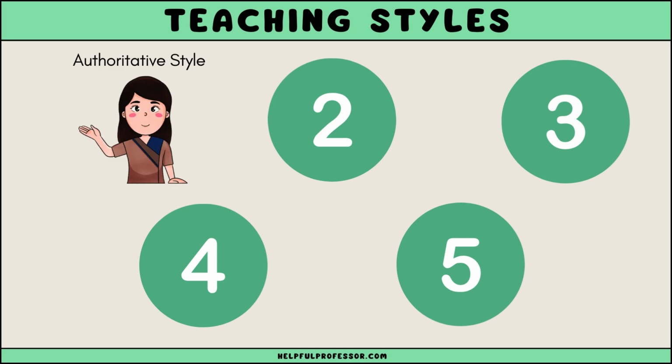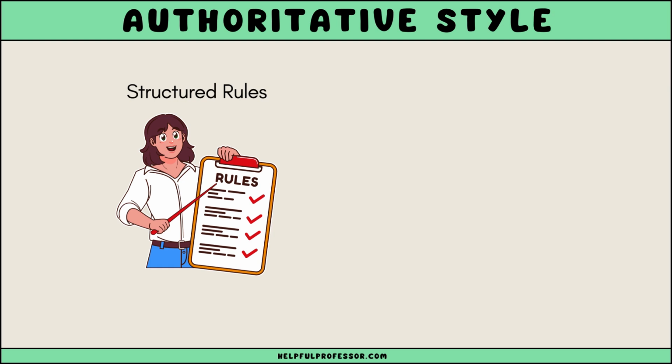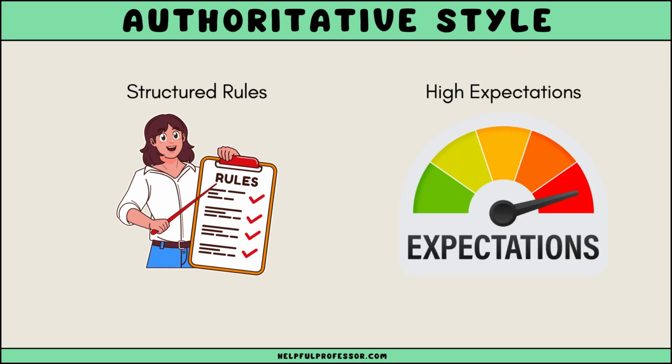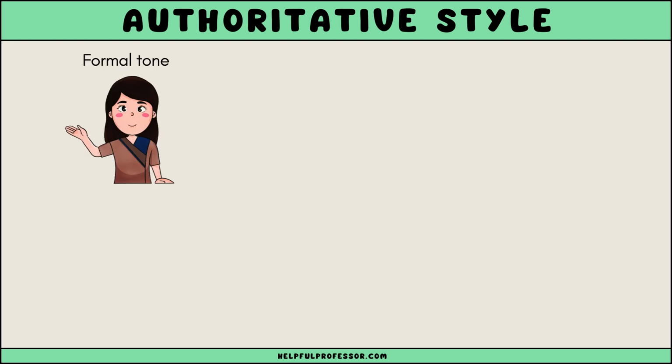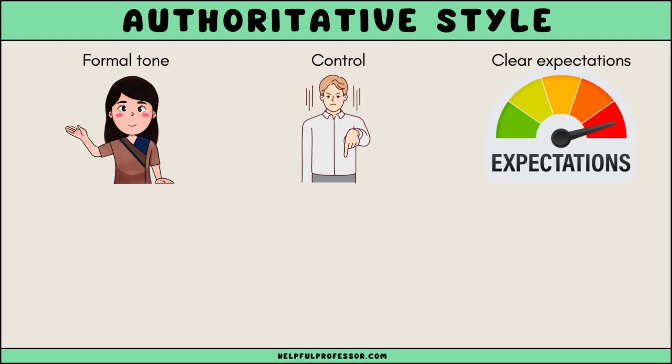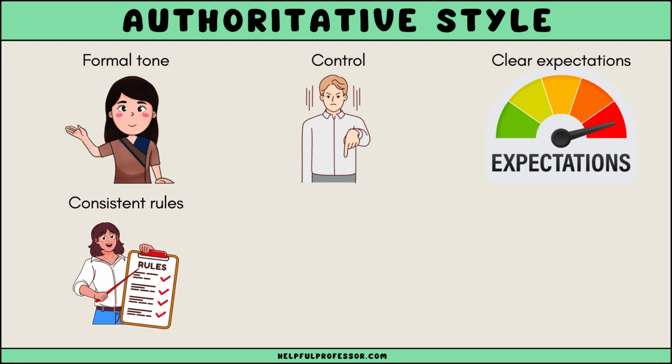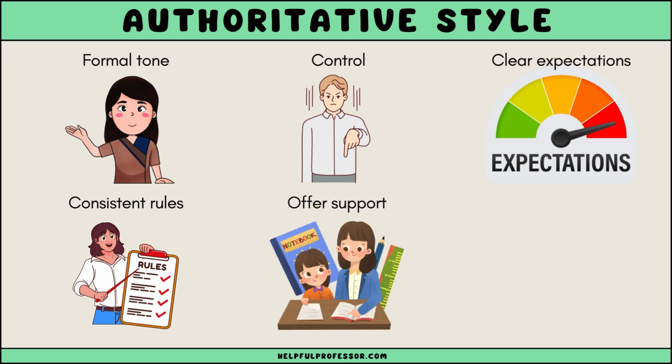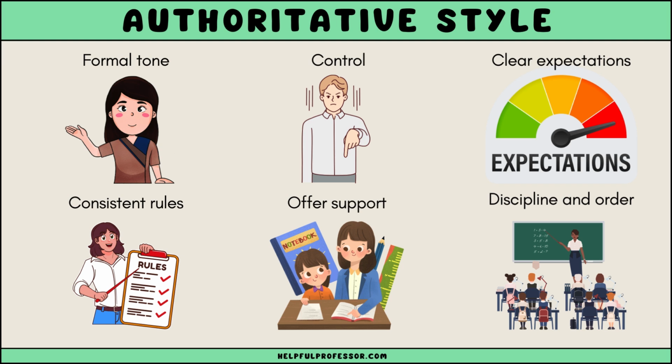The first teaching style is the authoritative style. This style is characterized by structured rules and high expectations. Teachers who adopt this style maintain a formal tone and a strong control over the classroom environment. They provide clear expectations and consistent rules, but also offer the necessary support for students to meet these expectations. This style is particularly effective in maintaining discipline and order in the classroom, which can enhance learning by minimizing distractions.